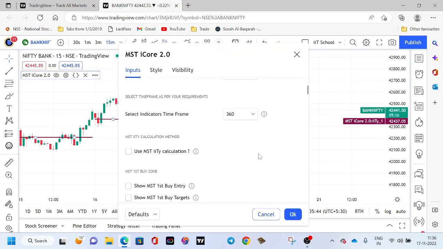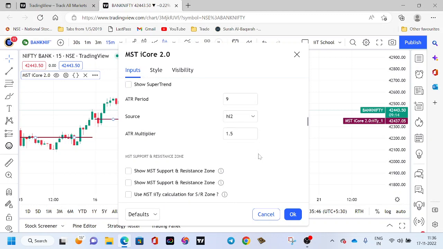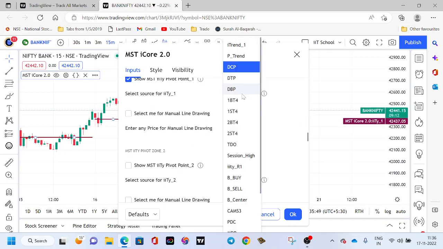And next one, DBP. What is the DBP? It is the central point between the first buy and the second sell. DTP is the central point between the first sell and the second buy. And here I have given first buy target four. By default, there will be 3 targets in each entry. If you want extra targets, then you can enable first buy target four, first sell target four, second buy target four, second sell target four. Up to 9 targets I have given as an option.